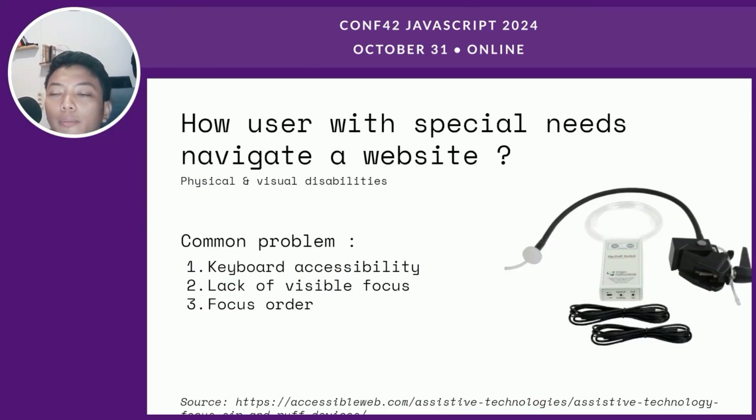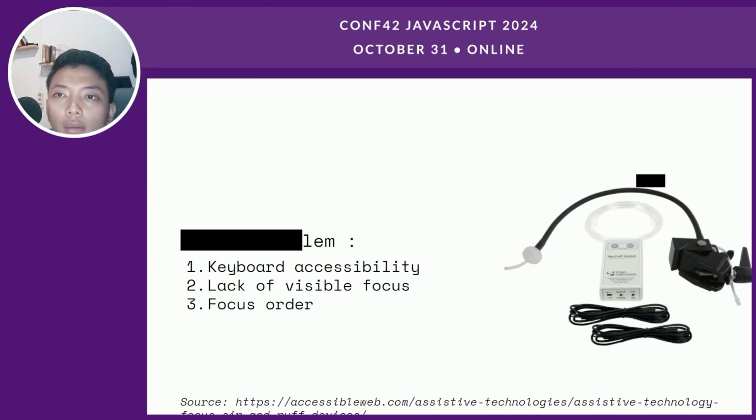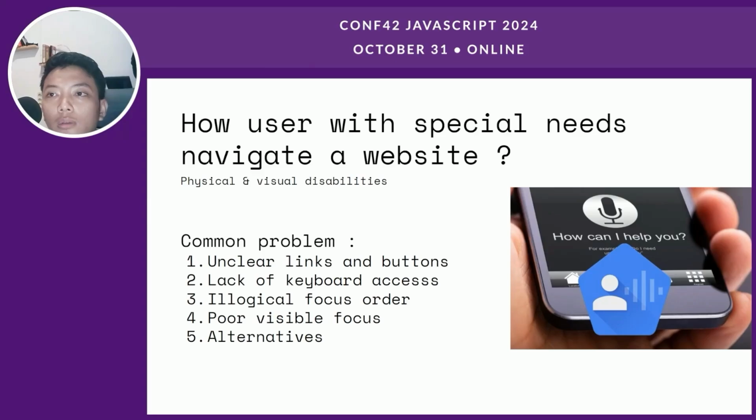And the other problem for visual and physical disabilities is the same: keyboard accessibility, accessible focus and focus order. Here is an example of the assistive technology I mentioned before, the zip and pop device. The other case is physical and visual disabilities. They also face the same problem, but there are some additional ones, which are unclear links and buttons.